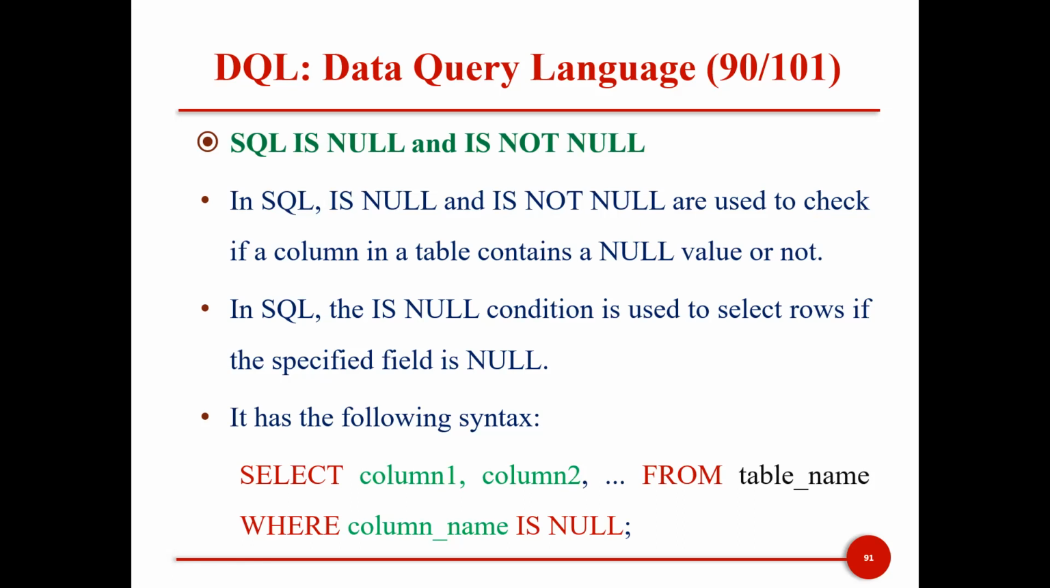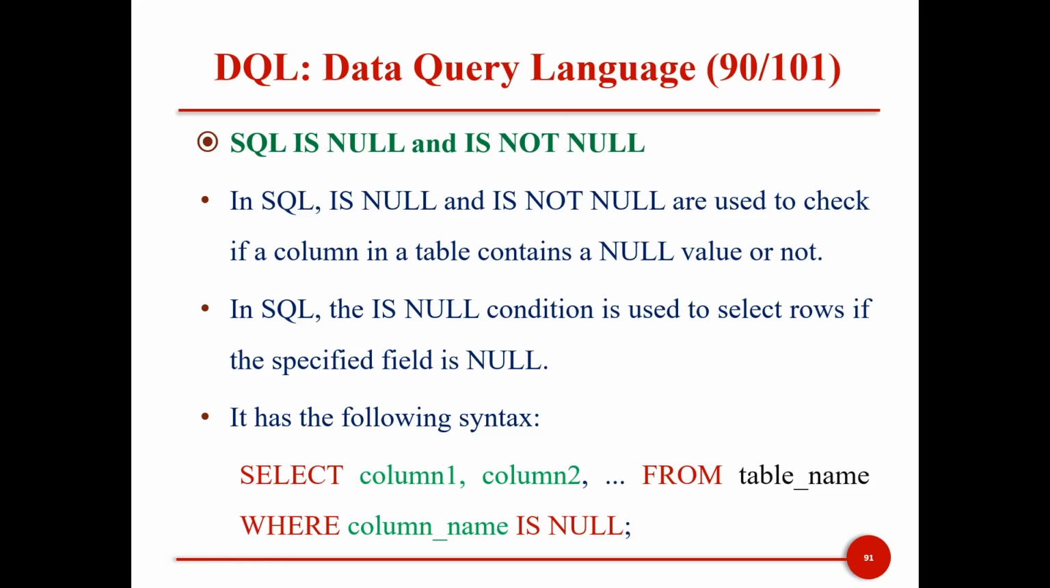We have null and not null. In SQL, IS NULL and IS NOT NULL are used to check if a column in a table contains a null value or not. In SQL, the IS NULL condition is used to select all the rows if the specified field is null. But unfortunately, for our tables, we did not specify null anywhere. Did we specify it? If I can recall, we put not null on one of the columns.